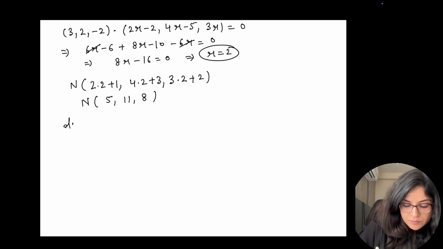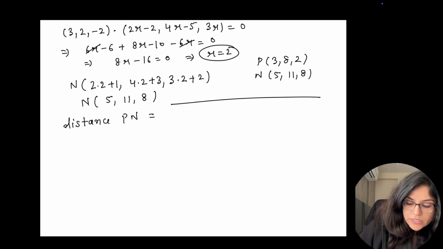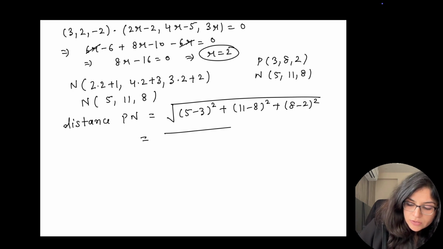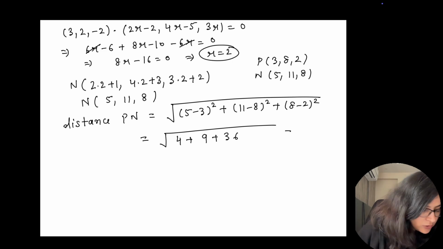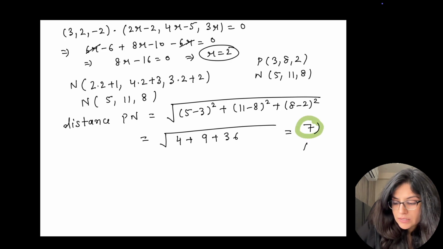Now the distance Pn is equal to, P was 3 comma 8 comma 2 and n is 5 comma 11 comma 8. So what will the distance Pn be? We will apply the distance formula: 5 minus 3 square plus 11 minus 8 square plus 8 minus 2 square. So that is equal to under root 4 plus 9 plus 36, which is equal to 7. So 7 is the final answer here. Okay, so this is our final answer.